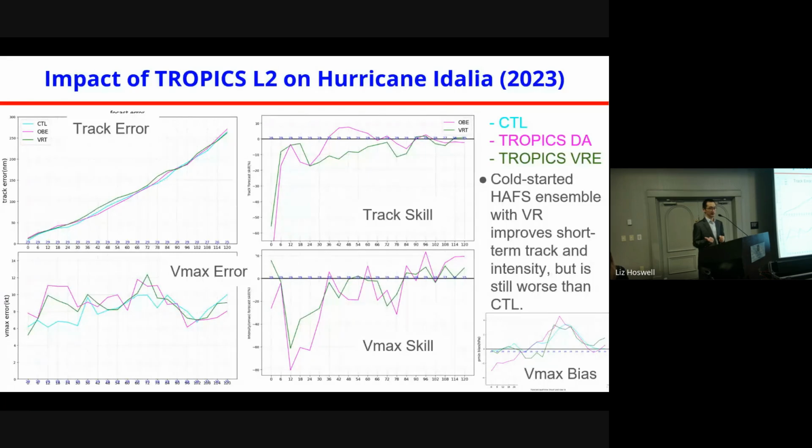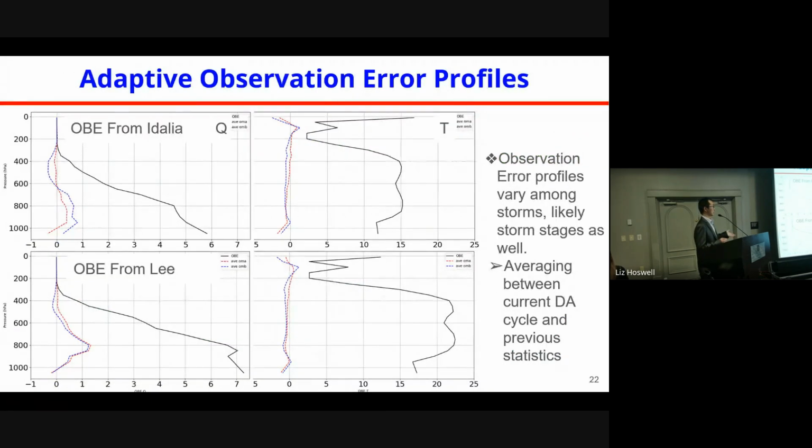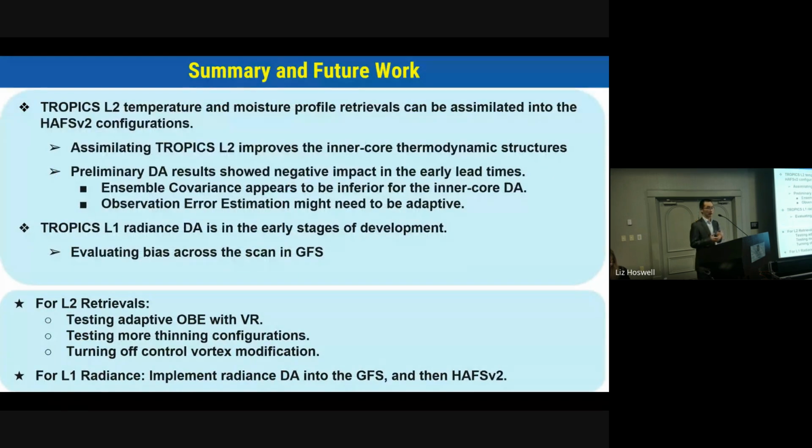So what happens is, one of the issues is that the observation error we estimated was from Hurricane Lee cases, which is significantly different from the characteristics of Hurricane Idalia. So what we are proposing is using an adaptive observation error profile that averages the statistics from the current year cycle and the previous statistics, so that it can consider the storm evolution and also the different storm characteristics. But this is still ongoing. Next, please. Okay, so I'll keep it to this short summary here.